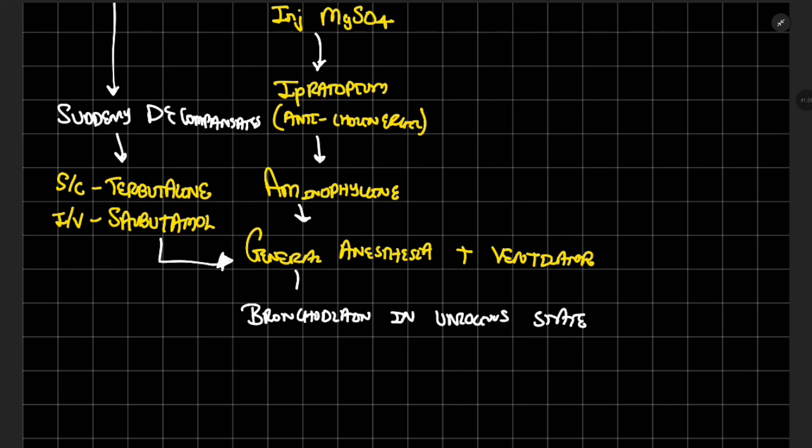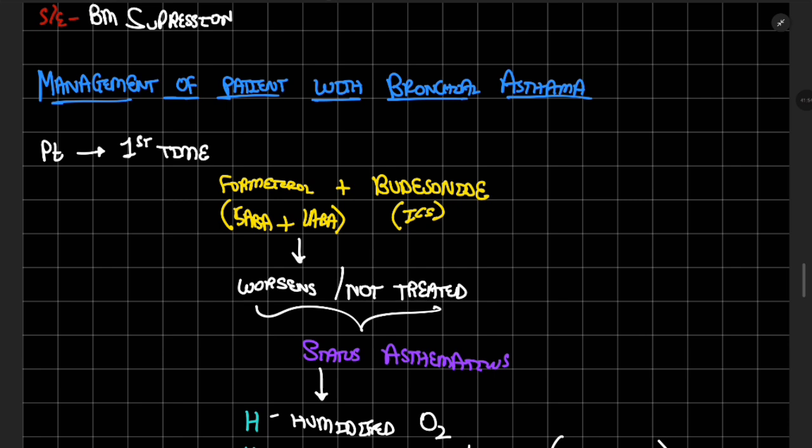And when we give the HHS therapy in status asthmaticus, if the patient suddenly decompensates, we give him subcutaneous injection of terbutaline and IV injection of salbutamol. And if the condition worsens, we keep him on general anesthesia and ventilator. So this was all about the management of asthma in the acute stage. Let me just mention, we have learned about the acute stage.